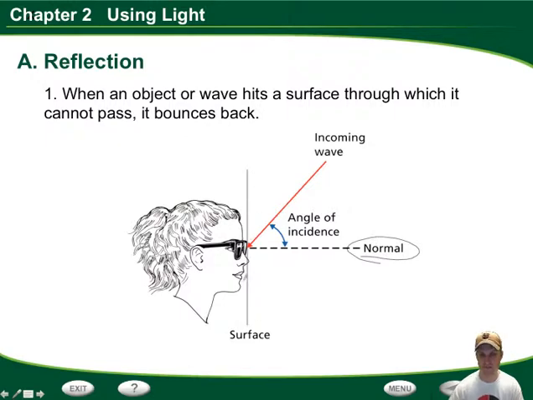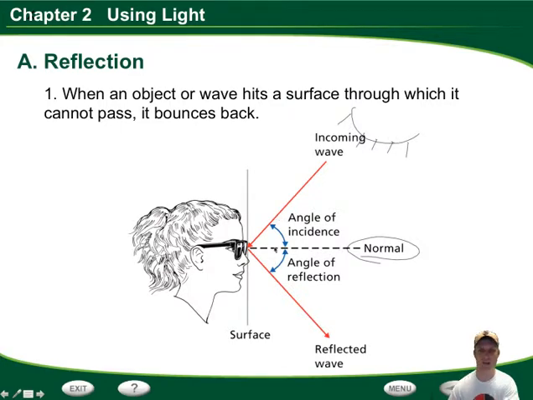So if the surface is flat, the normal is perpendicular to that surface. So let's say the sun's up here and it's shining down, I know it's a gray sun. As that wave comes from the sun, the incoming wave is what we call an angle of incidence. And then that wave would hit this surface, which it cannot get through, and it will reflect. It will reflect on what's known as the angle of reflection.